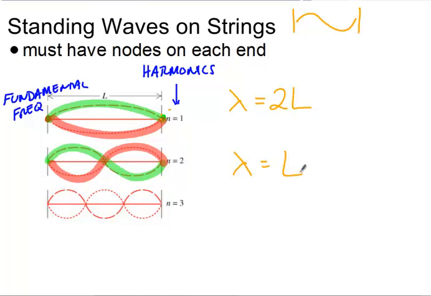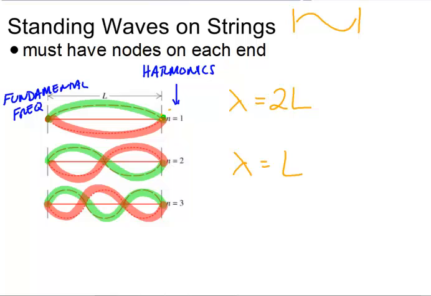Okay? The last wave we look at, the third harmonic, we have the incident wave here. We have the reflected wave coming back off of that. Okay? So to determine the wavelength of this wave, we have to look at basically how long is one wave. That's what we're looking at here. That is the wavelength. How long is one wave?